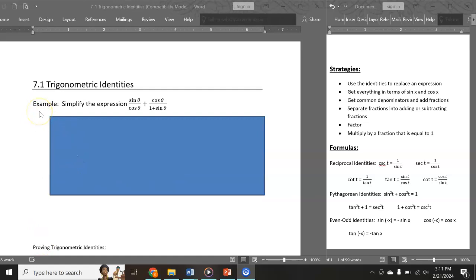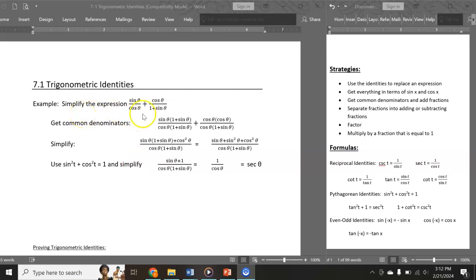Okay, so the next example I have is this one. It says to simplify the expression sine theta over cosine theta plus cosine theta over 1 plus sine theta. Now, I know it seems hard, and they do get easier with practice, so I recommend pausing the video, trying it on your own, try and pick a strategy, and then hit play and see if you're right. In just a minute, I'm going to show all of these steps for this one and what it simplifies to.